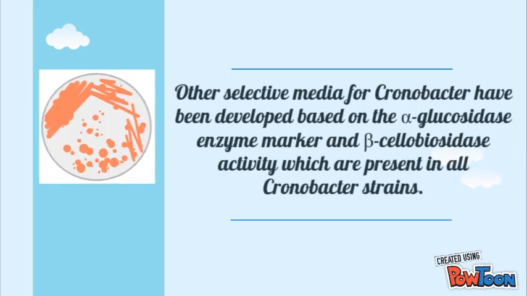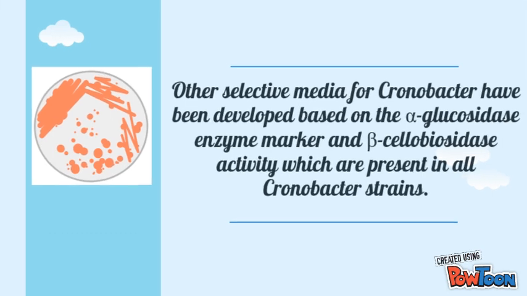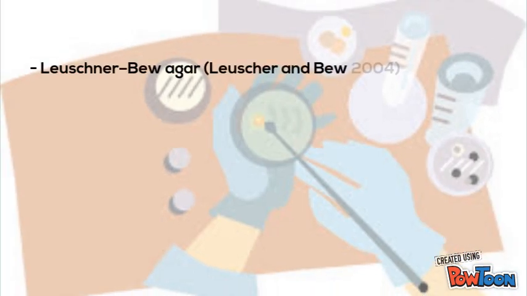Other selective media for Cronobacter had been developed based on the alpha-glucosidase enzyme marker and the beta-cellobiosidase activity, which are all present in Cronobacter strains, some of which are listed below.